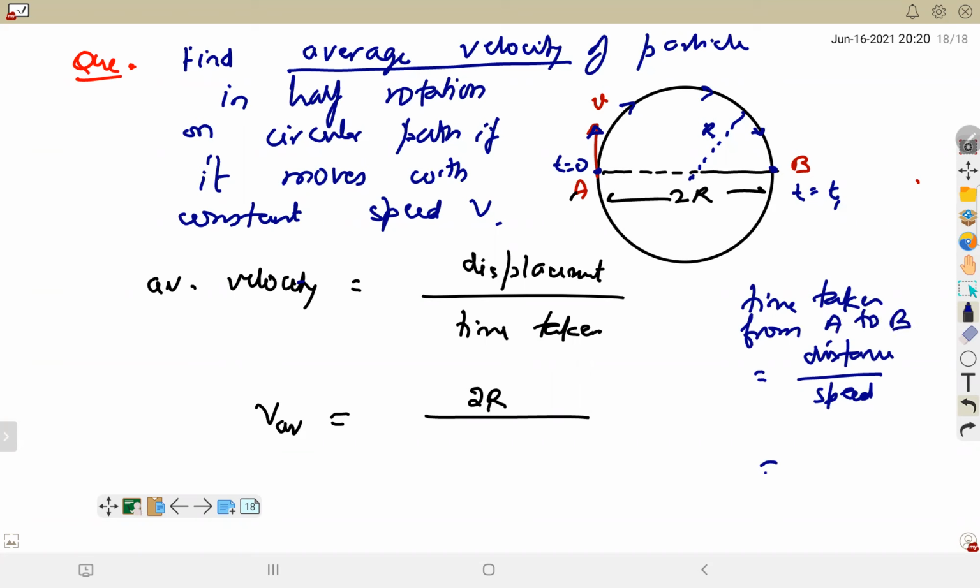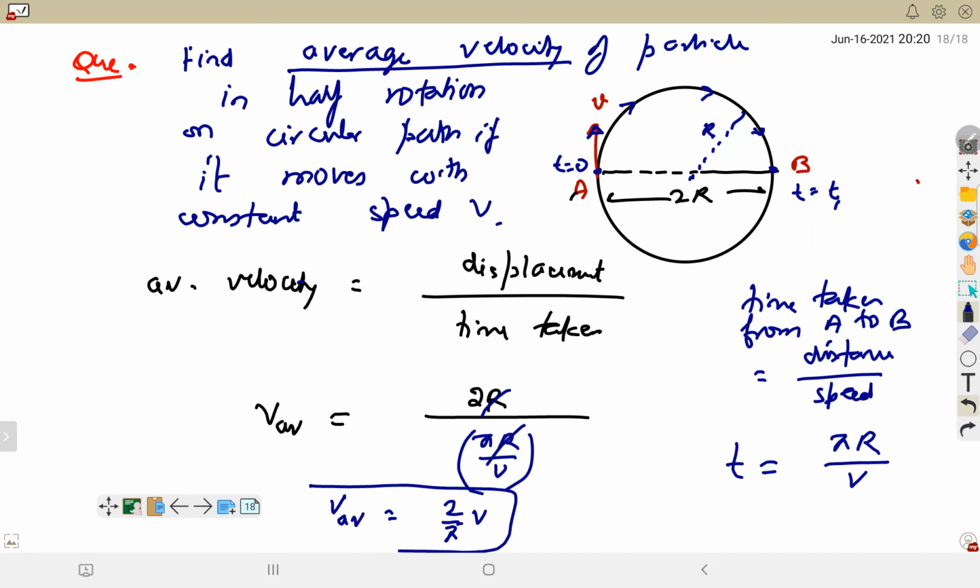Time taken from A to B will be distance, the distance is a semicircle, pi r, divided by v. So time taken to go from A to B is pi r by v. Then r is gone, and 2 by pi times v is the average velocity from A to B. Right, that's the average velocity from A to B.